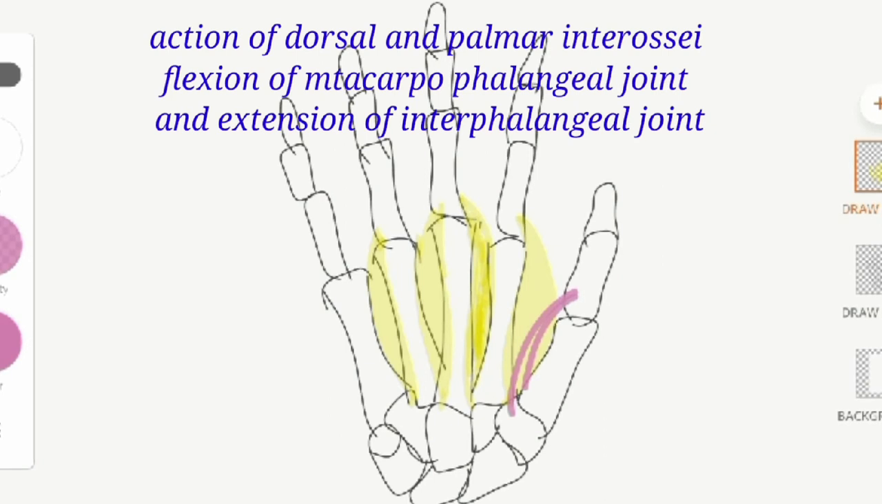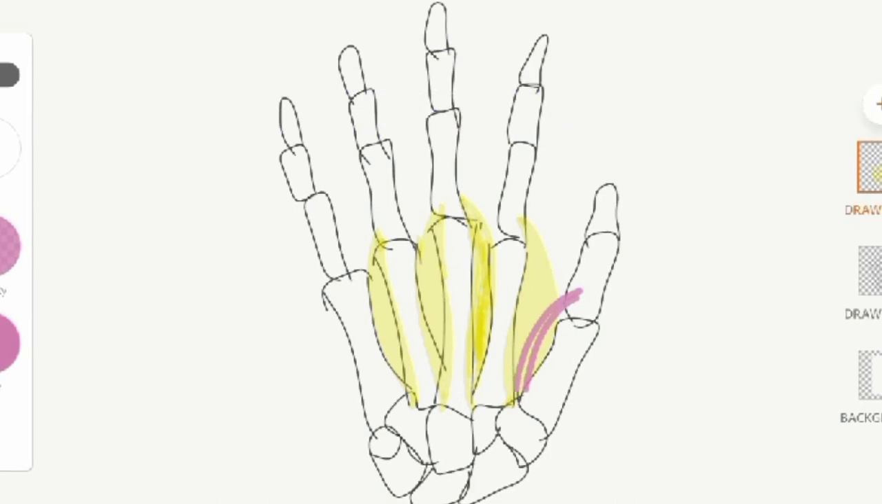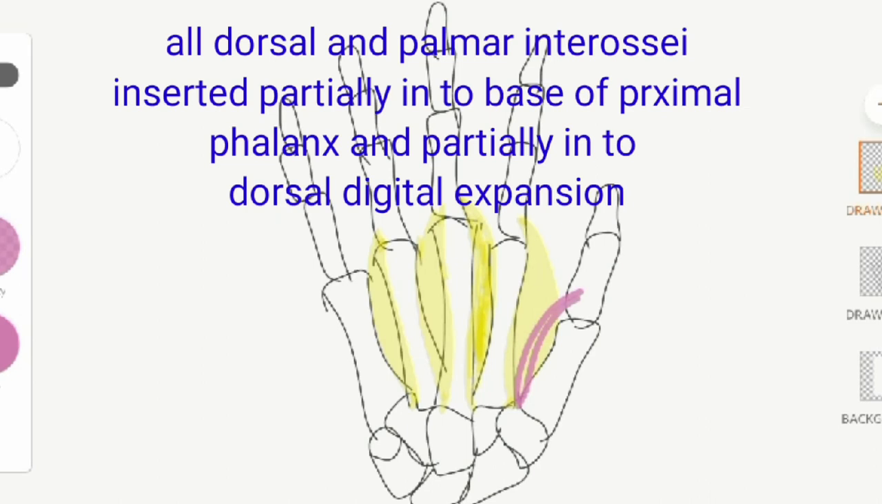The first palmar interossei arises from the first metacarpal at the ulnar side of the base of the first metacarpal, and it is inserted into the ulnar side of the base of the proximal phalanx of the first digit.